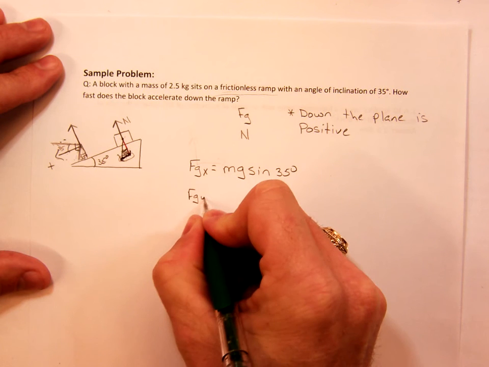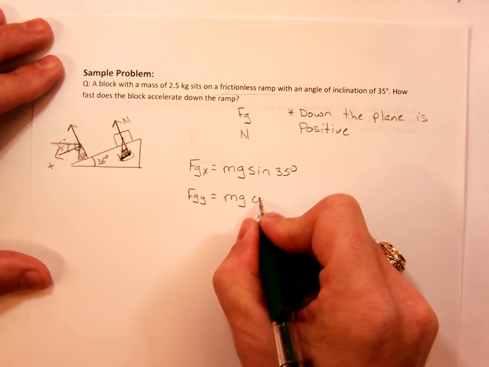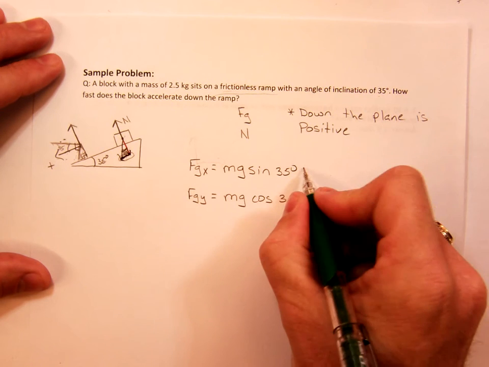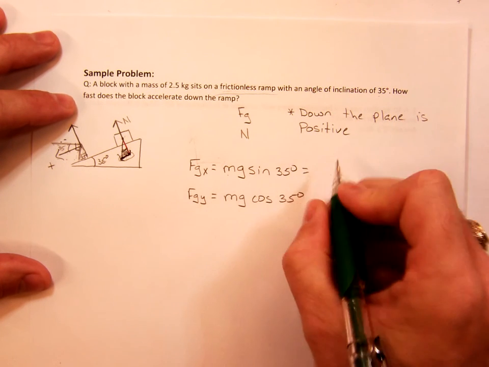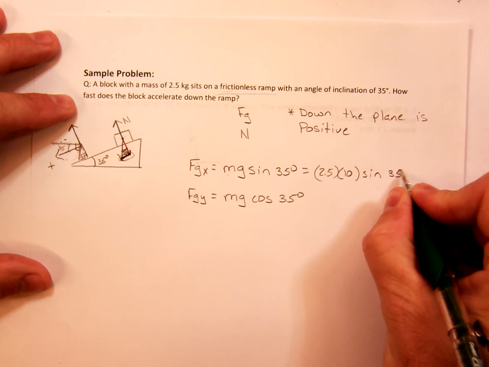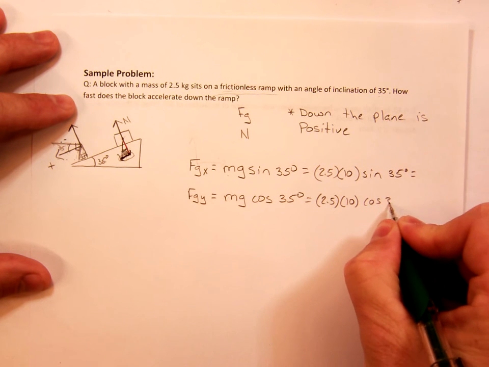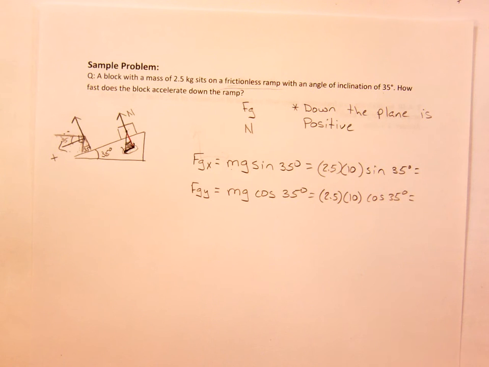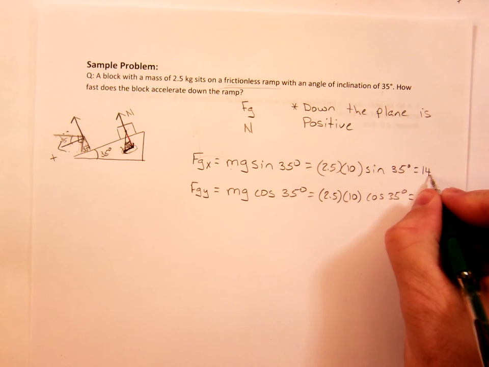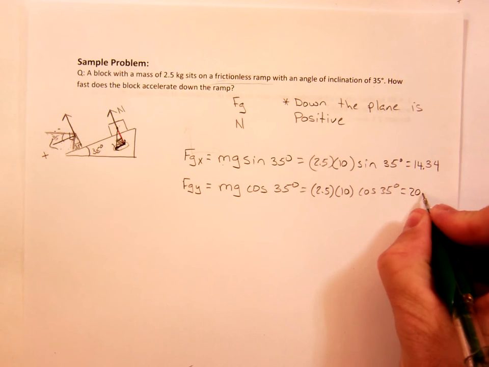And FG in the y direction is mg cosine 35 degrees. So m is 2.5, g is 10, sine 35 is something that I'll have to punch in my calculator. This is 2.5 times 10. Cos 35 is something that I'll have to punch in my calculator. I get 14.34 for x and 20.48 for y.